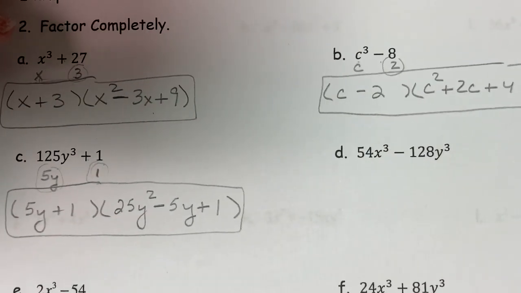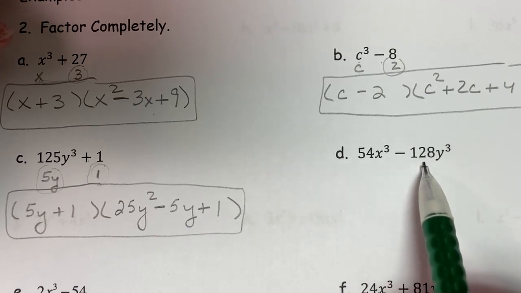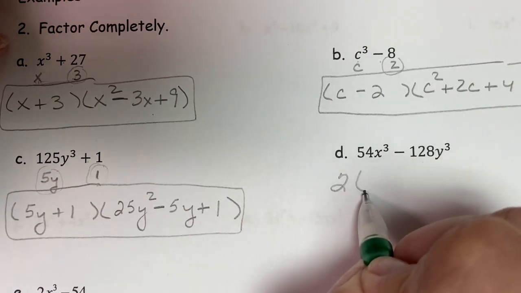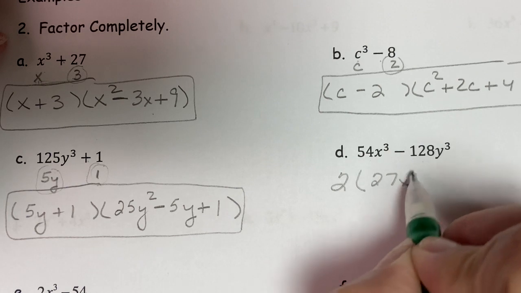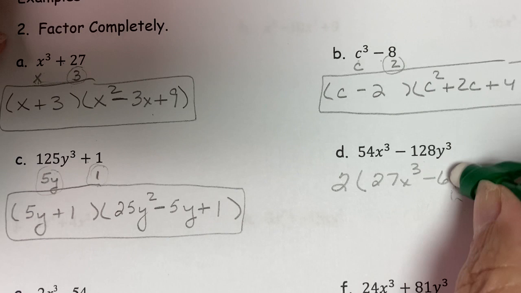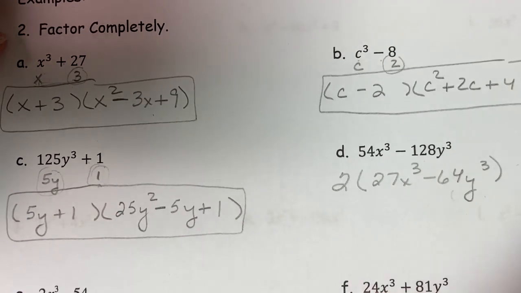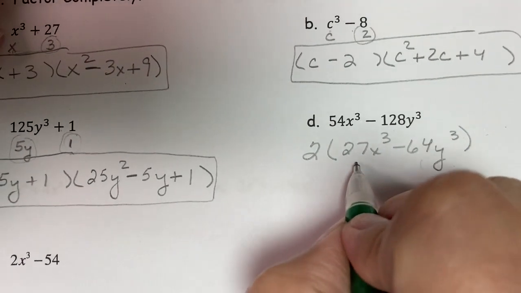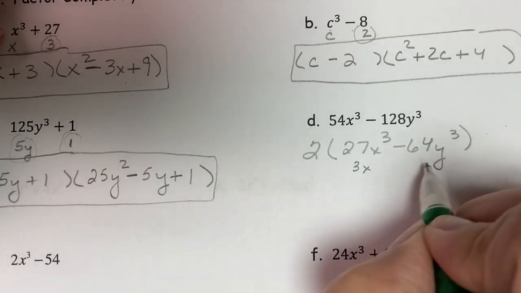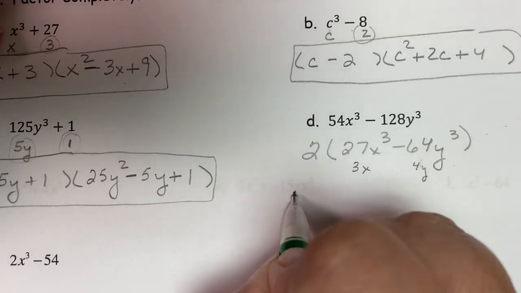Now look at D. You say, well, these are not perfect squares. But maybe there's a GCF, and there is. I can take a 2 out of both of these terms, which is going to give me 27x cubed minus 64y cubed. And guess what? Now it is a difference of cubes. The cube root of 27x cubed is 3x, and the cube root of 64y cubed is 4y. So here we go. Let's not forget the 2.